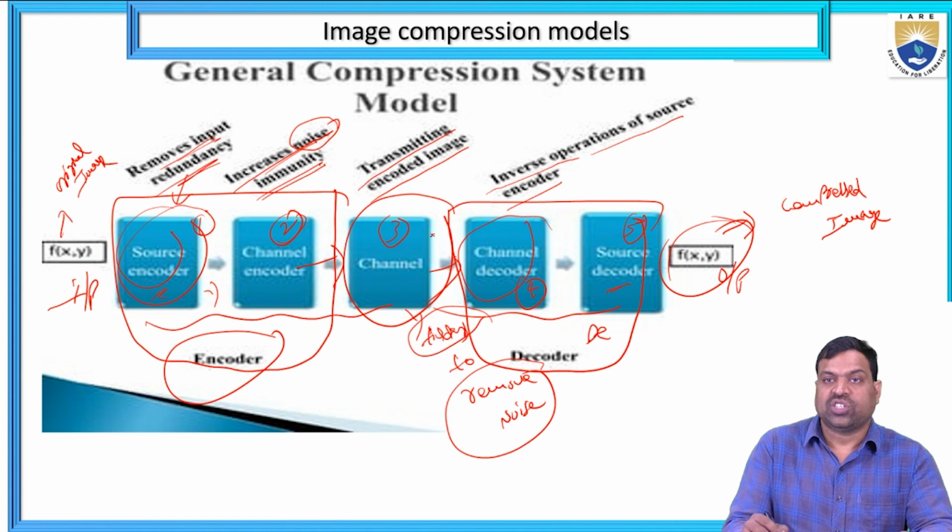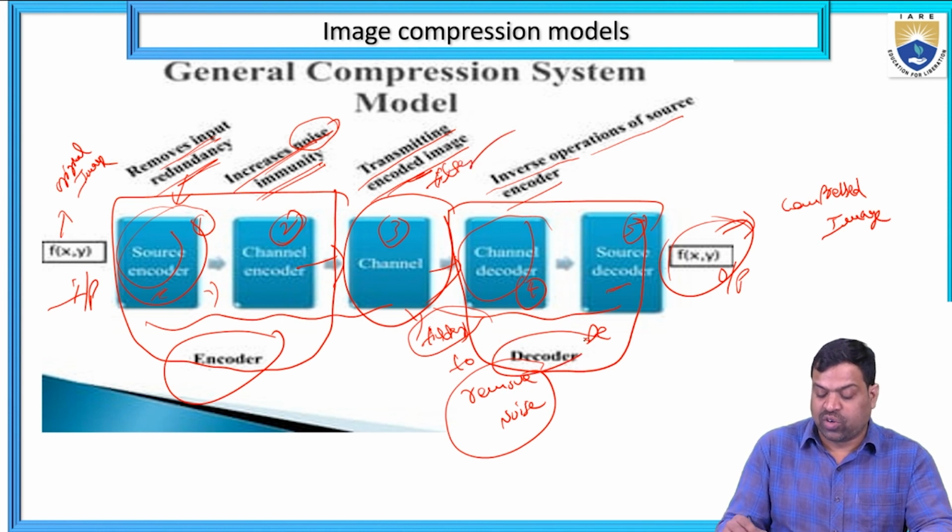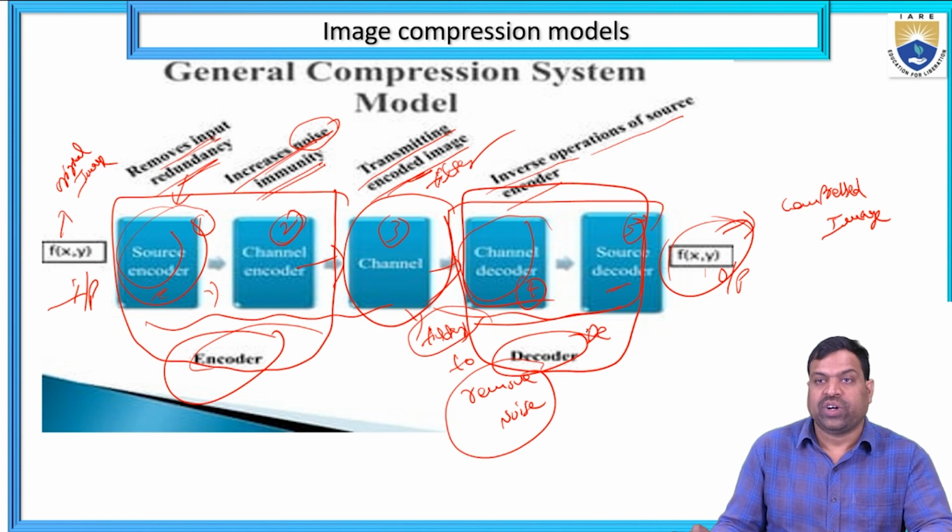The third stage is the channel, which transmits the encoded image. We are using filters here to reduce the noise. And the fourth stage is the decoder. The first part of the decoder is the channel decoder, then the source decoder, giving f dash of x comma y. So the encoder and decoder are the two different stages for compression and decompression.